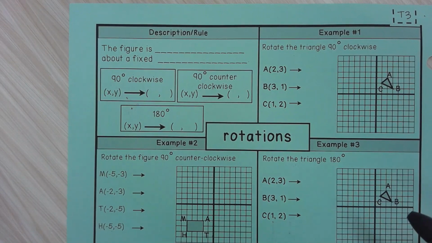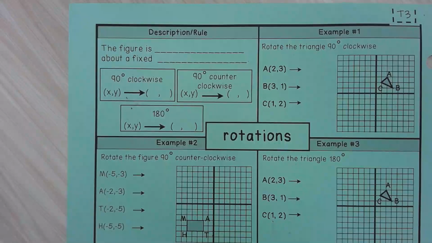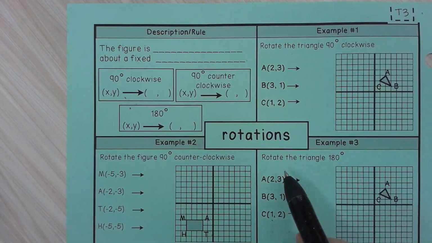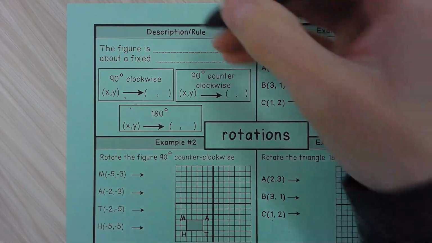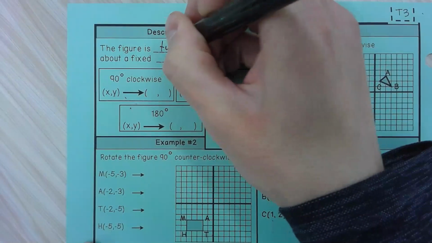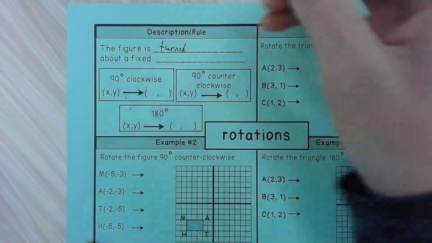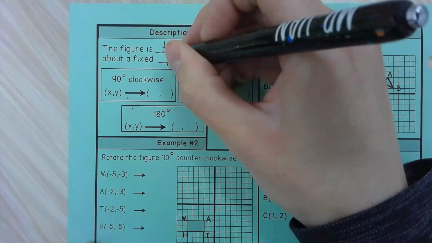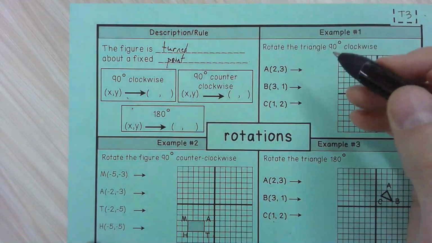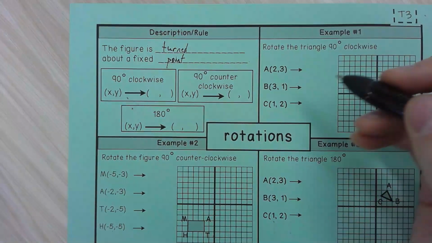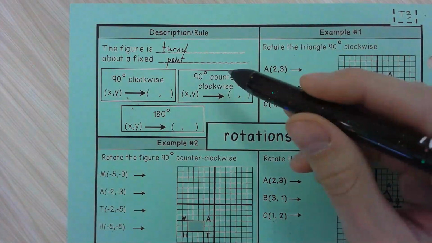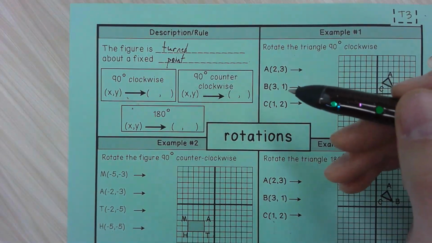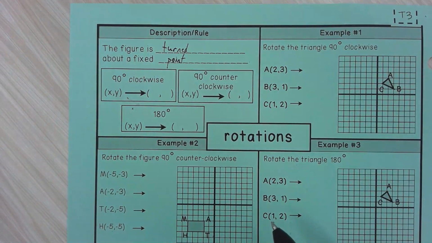In our transformations unit, this time we're going to transform figures using rotations. Now, in a rotation, the figure is turned about a fixed point. Turned around a fixed point, like the middle of a wheel. Oftentimes we're going to be using the origin for this fixed point. In fact, for this class, that's what we're going to almost exclusively use.